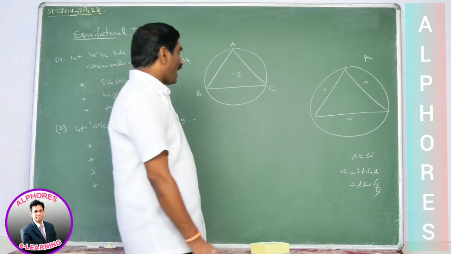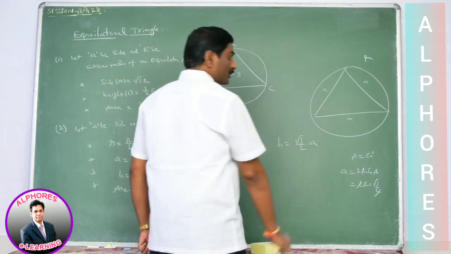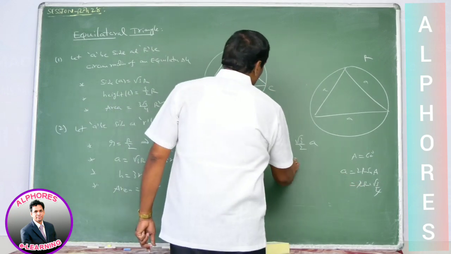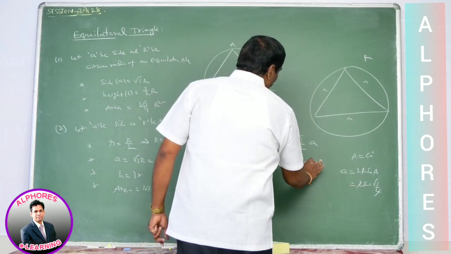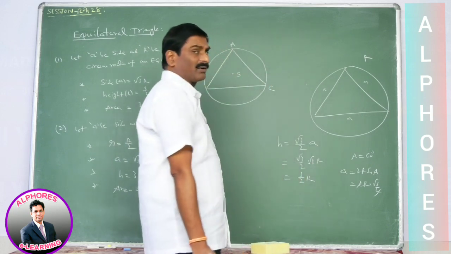At the same time, the height of the equilateral triangle is equal to root 3 by 2 into A. But here A is equal to root 3 R. That means height is equal to root 3 by 2 into root 3 R. That means 3 by 2 into R.